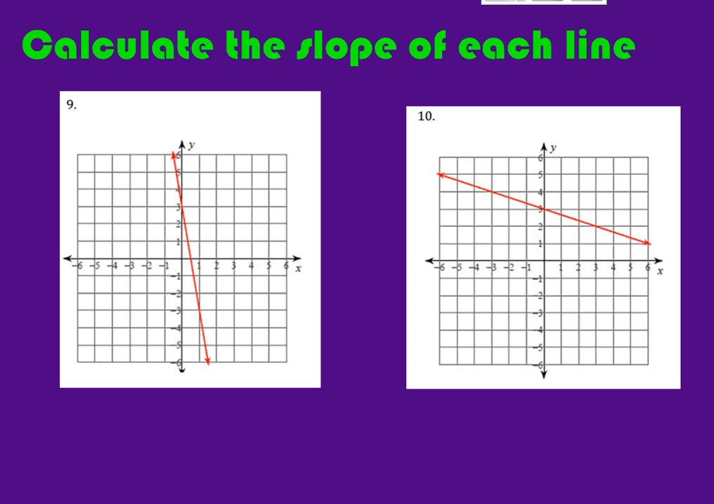Here, number 9. This one's going down. This one's going down. So I'm going to take this point for sure. And I think I'm going to take this point down here because that's the next one that goes through the corner of a box. So I'm going to go down 1, 2, 3, 4, 5, 6 over 1. So that's going to be negative 6 over 1, or just a slope of negative 6. Likewise for number 10, I'm going here and here, go down 1 over 3. So that's going to be negative 1/3.